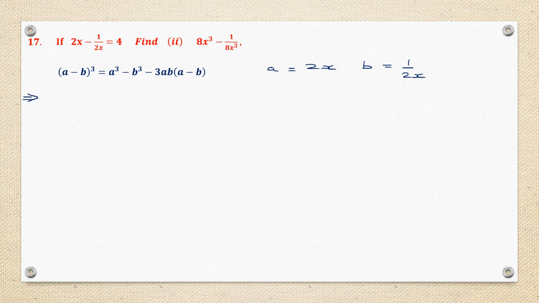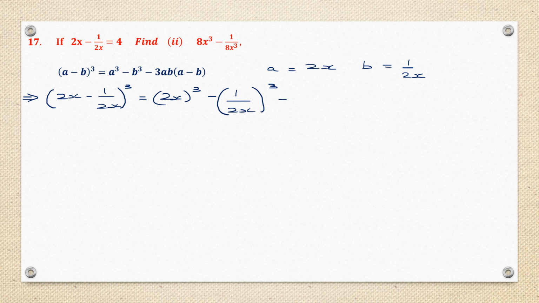So let's do that. So a minus b. So what is a? 2x. Minus b, that is 1 by 2x. And the cube of this. This is equal to a cube. And what is a? 2x the whole cube minus b cube. And what is b? 1 by 2x the whole cube of this. Minus 3ab, that is 3 into a. What is a? A is 2x into b, which is 1 by 2x, into, in brackets, we have a minus b. A is 2x minus 1 by 2x.